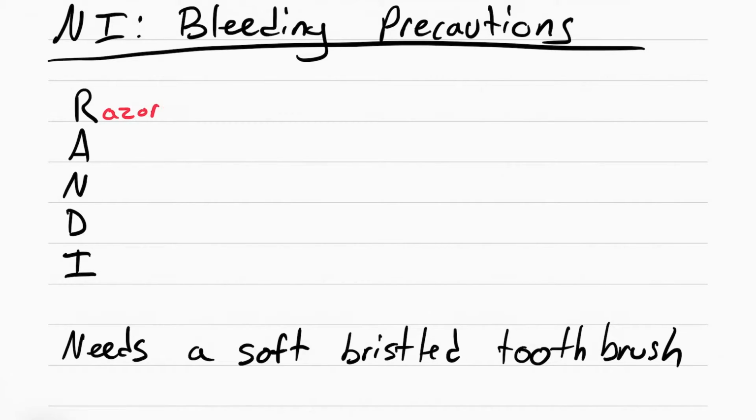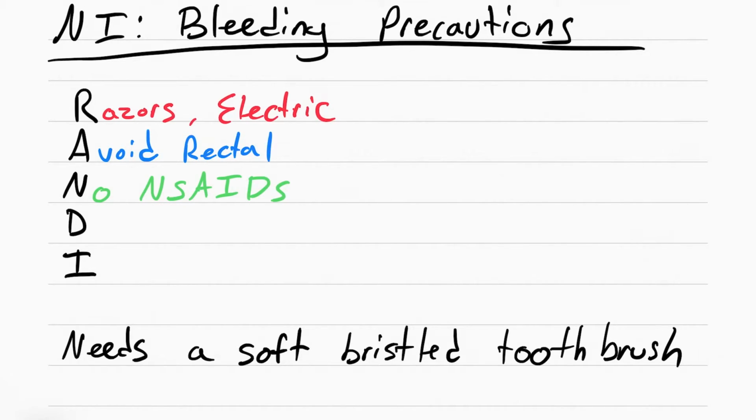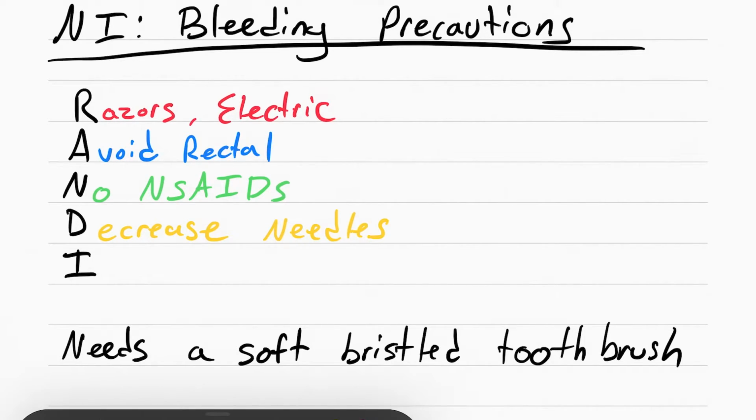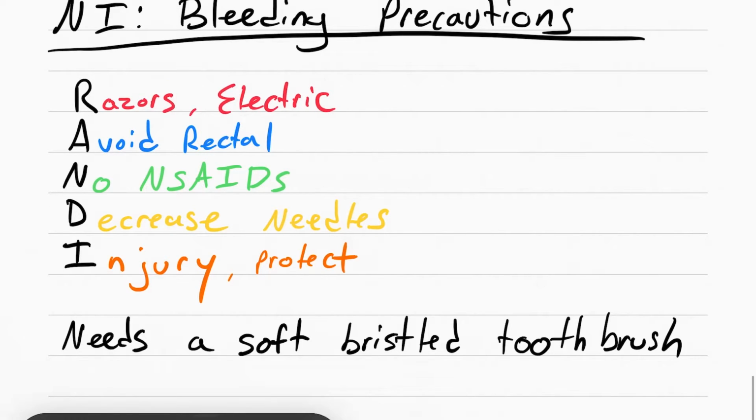Randy stands for razors have to be electric. You want to avoid any rectal, so no suppositories, no enemas. The N is for no NSAIDs like ibuprofen, aspirin, or naproxen because these can cause bleeding. You want to decrease needle sticks, for example, IM, subcutaneous, or IV insertions. And the I is for injury. You want to protect the patient from injury. And the last thing, Randy needs a soft bristled toothbrush. A soft bristled toothbrush will prevent the gums from bleeding.